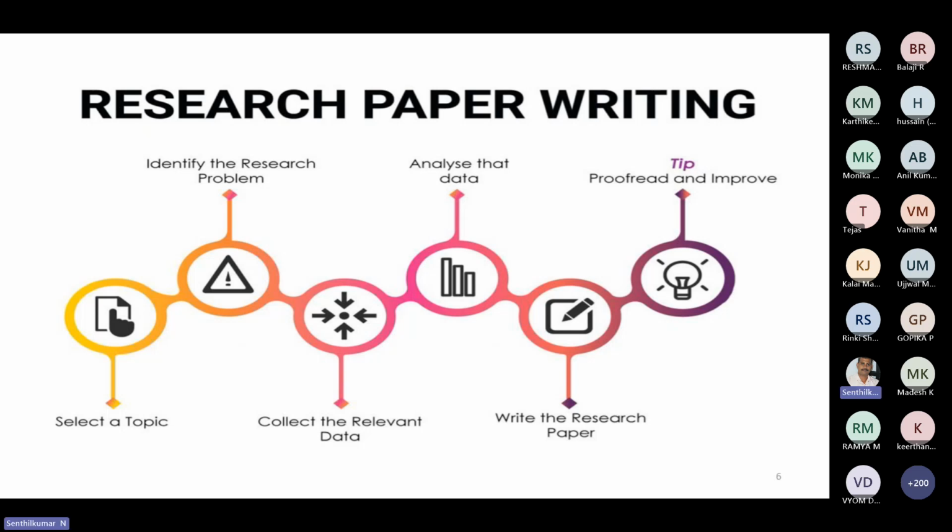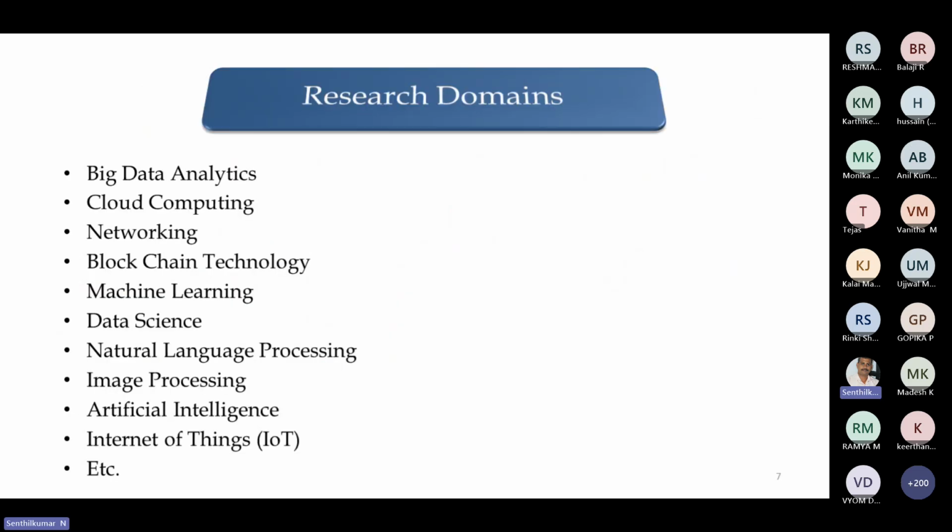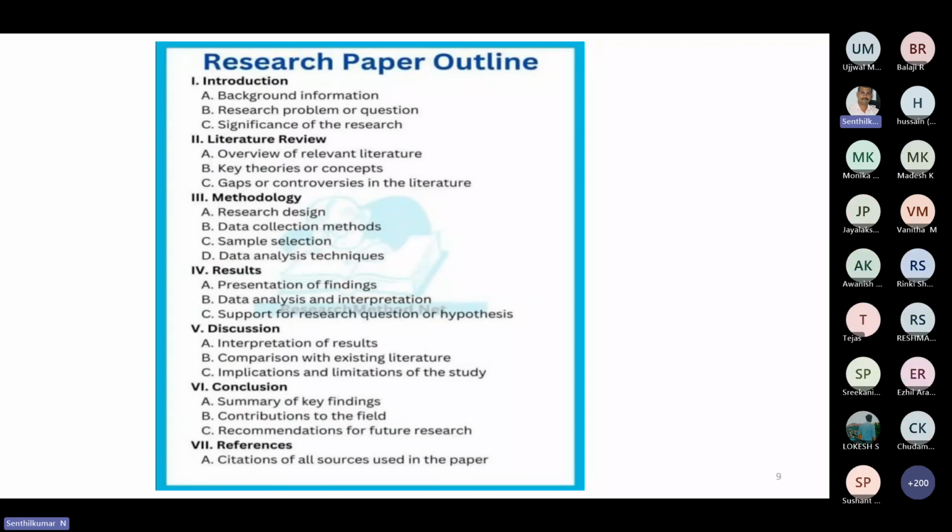When you go for writing, what do you have to write? Abstract. I will tell you that aspect as well. When I go for writing, the first thing is the introduction. In the introduction, you have to write why you have taken this research problem, what is the research problem that you have highlighted, and why it is so significant. That part has to be highlighted in the introduction.